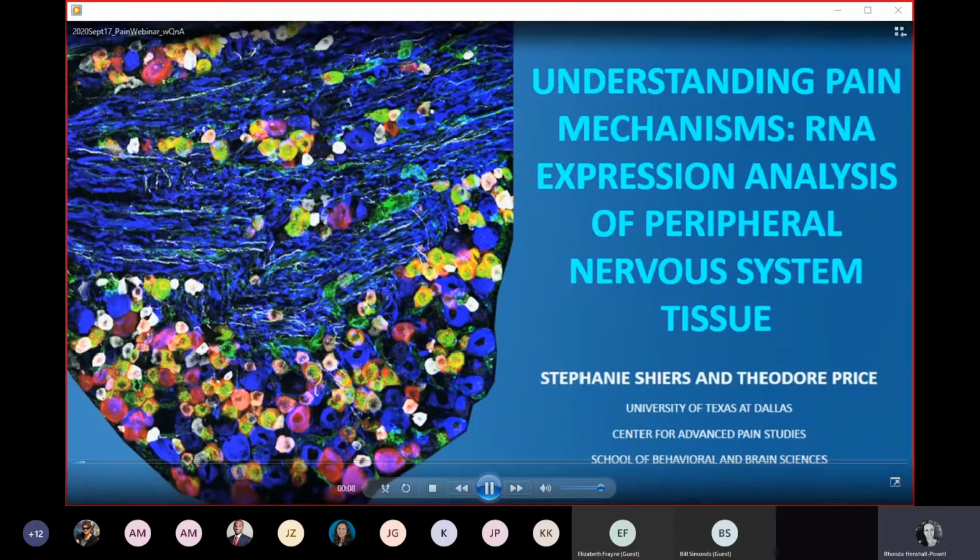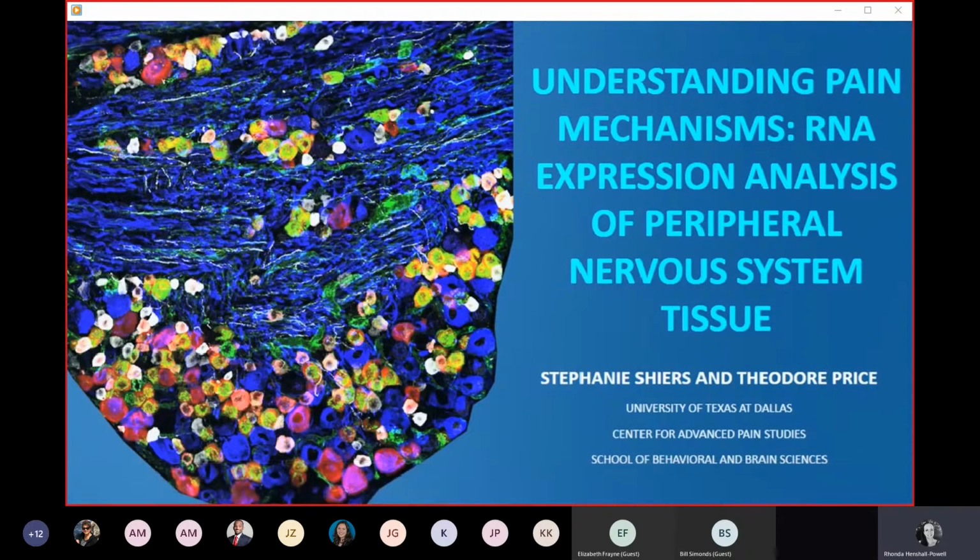Today, Ted and I have split this talk into two separate sections. The first section I'll be giving, which will be over our ongoing work using RNA-scope to characterize and start defining sensory neuron subpopulations in the mouse and human DRG, or dorsal root ganglion. And then the second half of the talk will be given by Ted, and he'll be talking about some of our recent work looking at viral-mediated pain and how this relates to the ongoing COVID-19 pandemic.